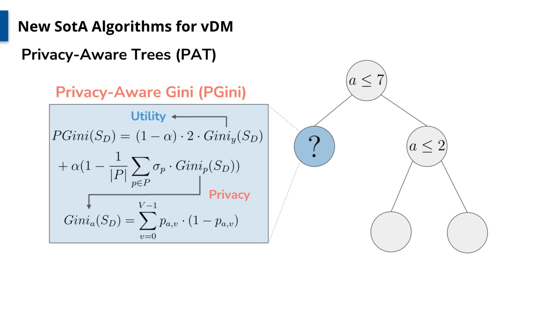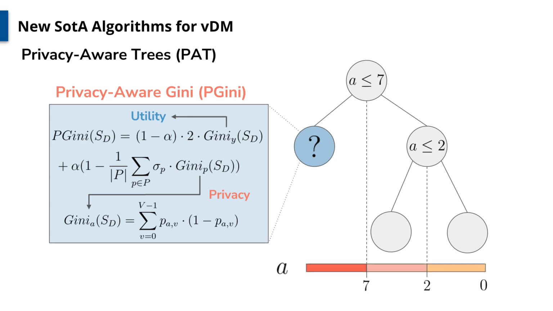Inspired by fair representation learning, this privacy term in pGini intuitively states that the distribution of all personal attributes should be as uniform as possible across any split in a decision tree. Further, the parameter alpha allows us to continuously trade off privacy and utility in the resulting tree construction. To get now a generalization out of the finished tree, we simply project all decision boundaries from inner split nodes onto the attribute. In this case, we can see the decision boundaries for A would be 2 and 7.